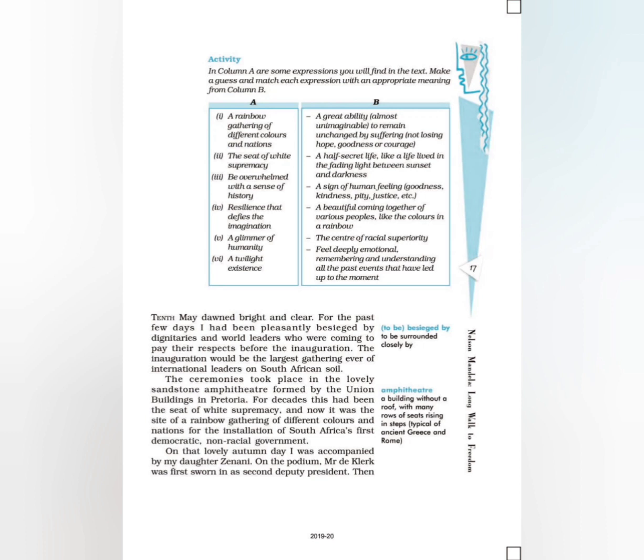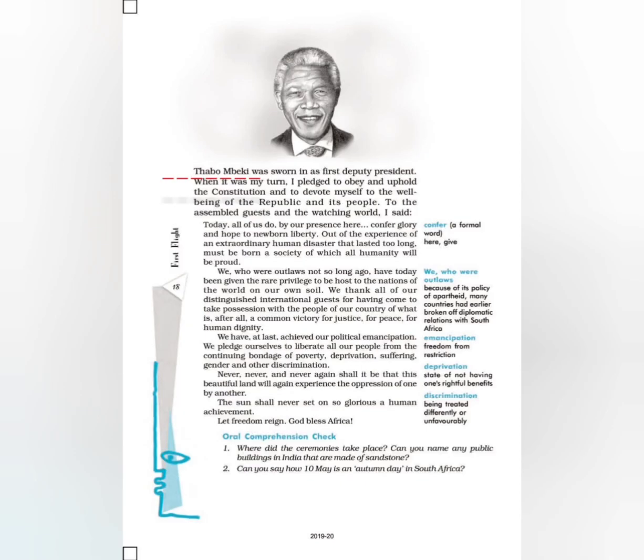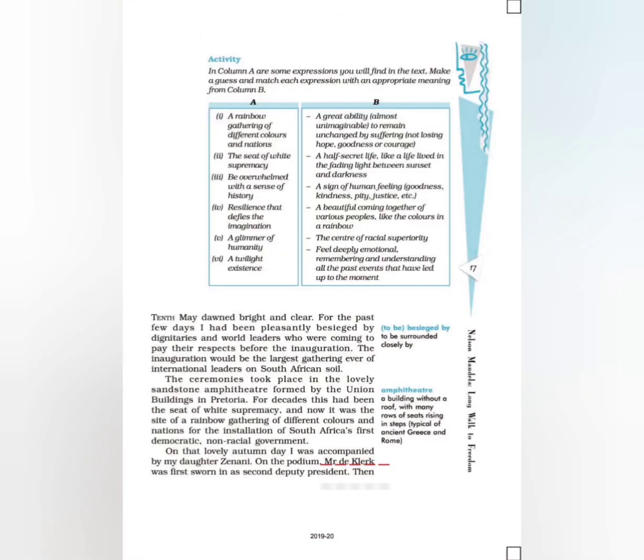And on the lovely autumn day, in his entire speech, the first name mentioned was his daughter's name. Her name is Zenani, and then two deputy presidents' names. The first one is Thabo Mbeki, the first deputy president. Of course, in the text his name is mentioned second, but Thabo Mbeki is the first deputy president. And the second deputy president is Mr. de Klerk. In this area also we can expect a question.